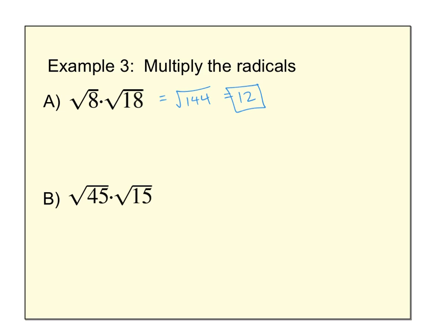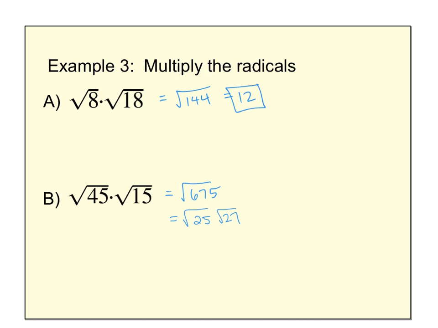Let's try part B. 45 times 15. 45 times 15 is 675. So that is not a perfect square. So I have to think about my list of perfect squares and think, do any perfect squares divide into it? I think 25 does. So this is the same as root 25 times root 27. 25 times 27 is 675.